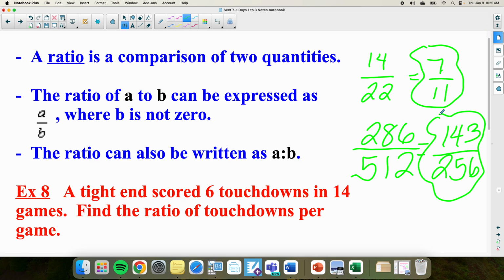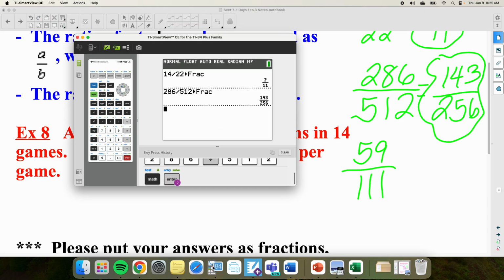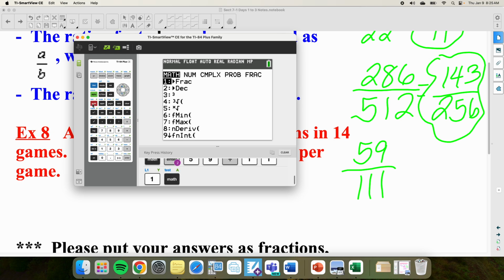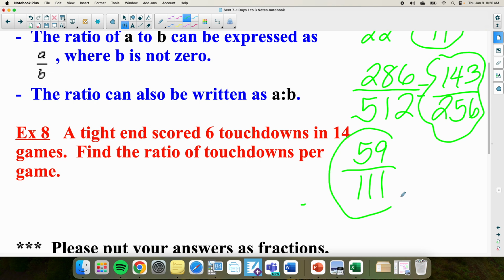But say there was something that is reduced already, like, I don't know, 59 over 111. I think that one's reduced already. Let's try it. So if I went 59 divided by 111, and then I went and hit my math key, and then enter twice, yeah, that one stays the same. So that just means it is reduced already. You don't have to reduce that. Okay? All right.